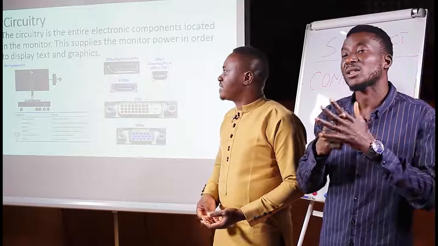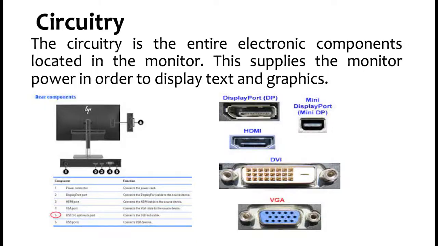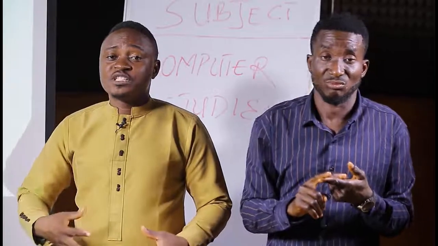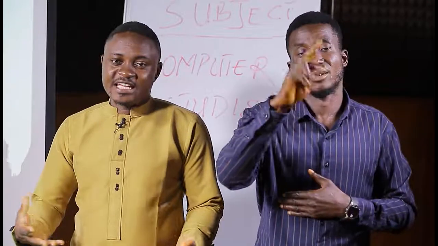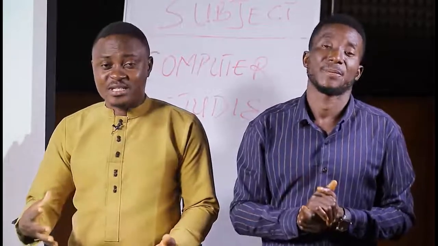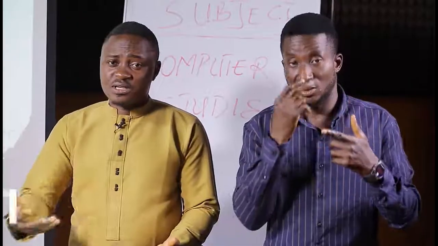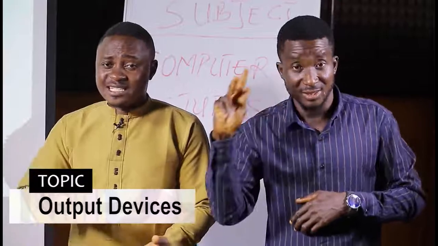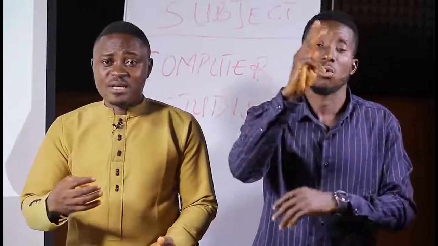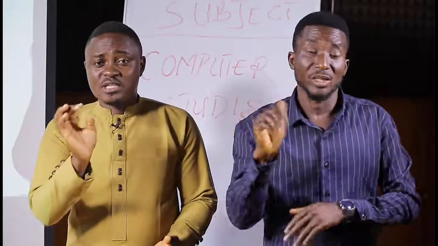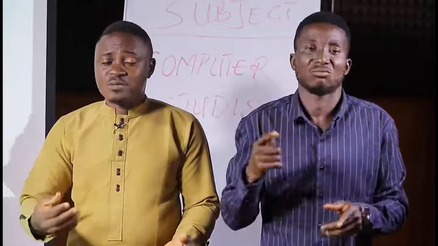Starting with the circuitry. The circuitry is the entire electronic component located in the monitor. This supplies the monitor power in order to display text and graphics. If you're privileged to open a monitor naked, let me call it naked so you would understand, when the enclosure is removed, you're going to see the circuitry, what makes up the entire monitor, your ability to see pictures and to have a lot of displays and audios.